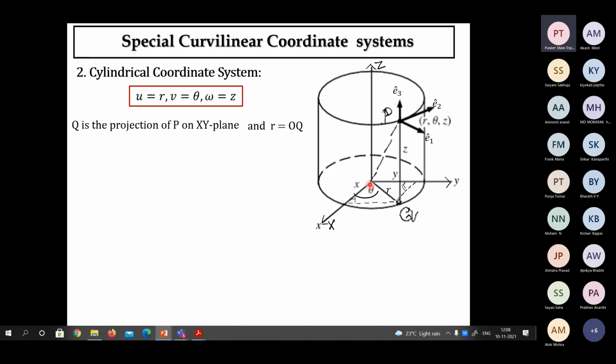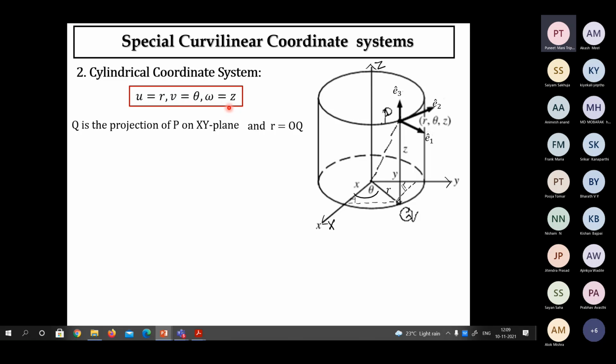And what is z? z has its general meaning, as in the rectangular coordinate system. It is the distance along the z-axis from the origin, the base plane. This point is z units away from the base plane, and that z is given here. So now you know u is equal to r, v is equal to theta, w is equal to z.